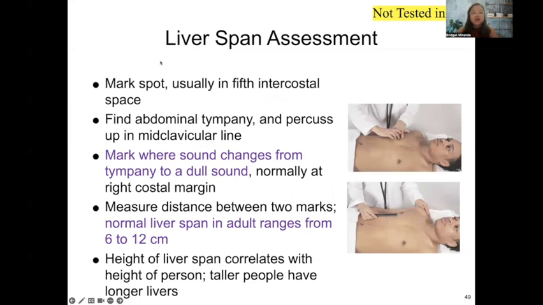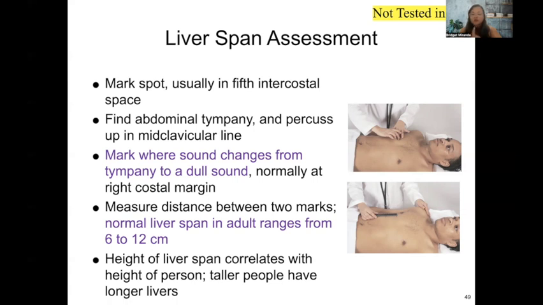Here you can see that they are marking the spot. Usually it is the fifth intercostal space, but not always. Everybody's anatomy, again, is different, depending on the size of your liver. Then you are going to check for dullness versus tympany. You're still on that right costal margin area.